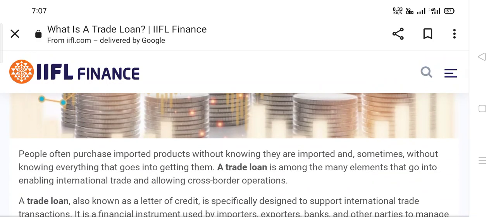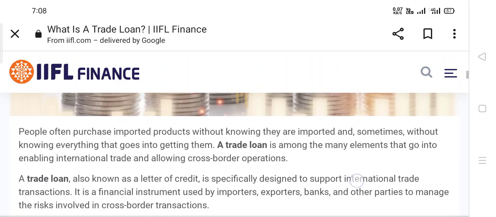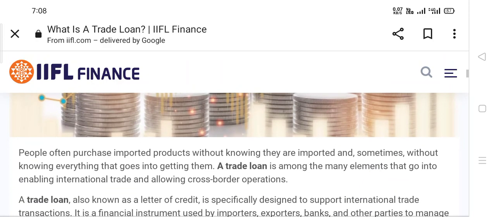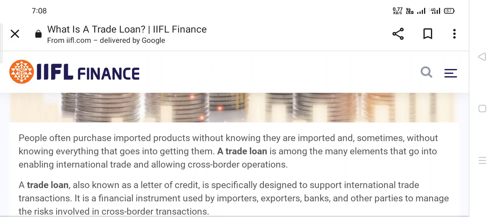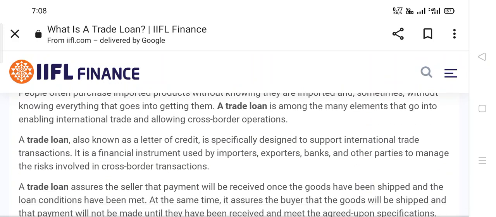Purchase imported products without knowing they are imported and sometimes without knowing everything that goes into getting them. A trade loan is among the many elements that go into enabling international trade and facilitating cross-border operations. A trade loan, also known as a letter of credit, is specifically designed to support international trade transactions.